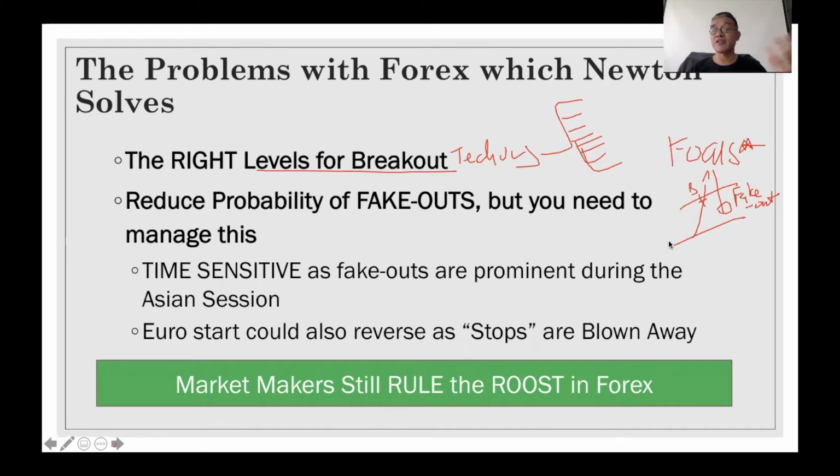So if there's a trigger on the Mutant for the Asian session, I suggest you really monitor that, because it could be a fake out, or you just adjust the level to be higher because you don't want to be faked out during the Asian session.